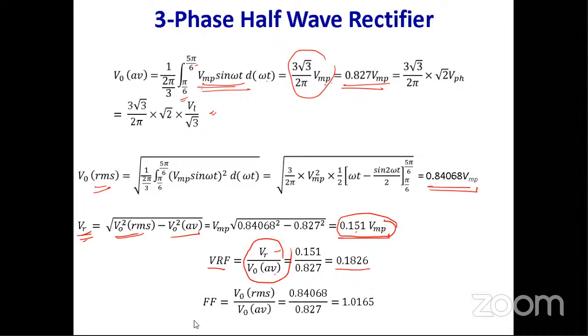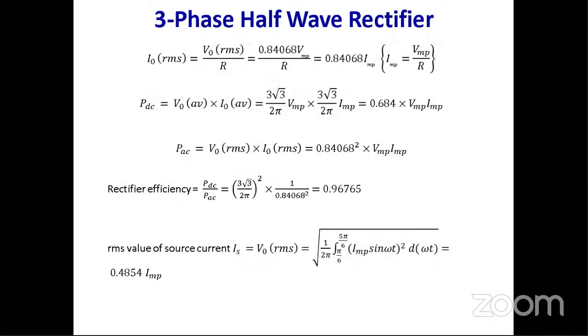So form factor is basically equal to the RMS output voltage divided by the average output voltage, and in that case it is basically equal to 1.0165. Okay. So in that way you have to calculate the voltage ripple factor and the form factor, and after that you have to calculate IRMS.